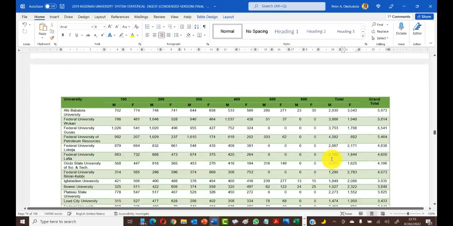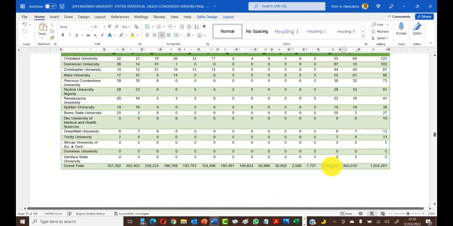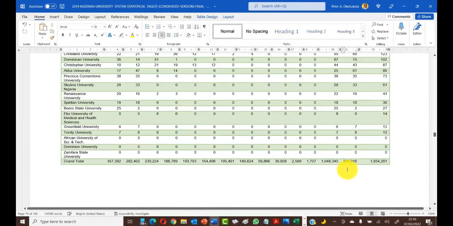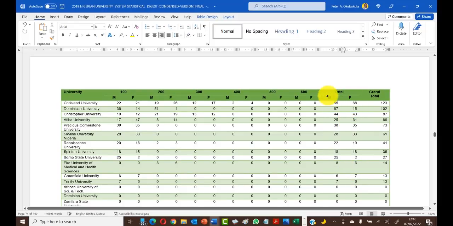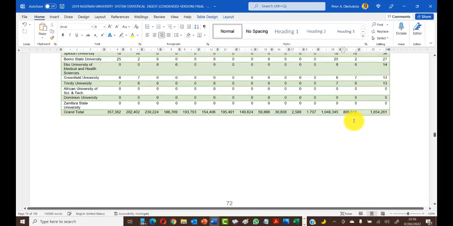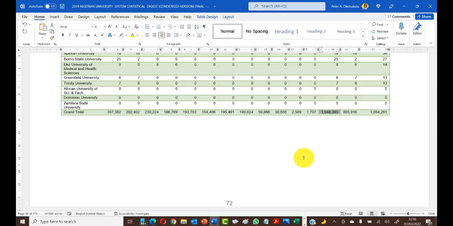Now let's take the total for the Nigerian university system. A great system, I tell you. You can see the female and male totals. We're taking 805,000 women, brilliant women and girls, and then 1,048,000 men. So let's plug in these values and get the gender parity index 2019 for the Nigerian university system.